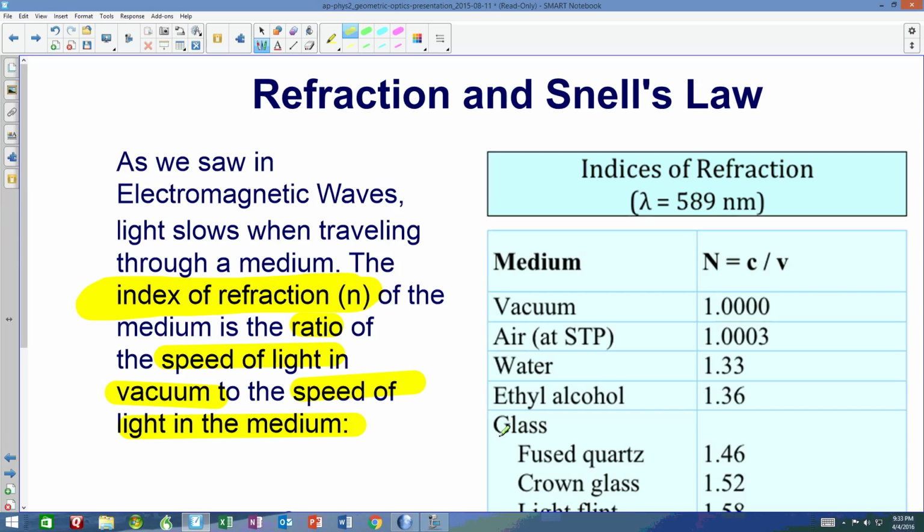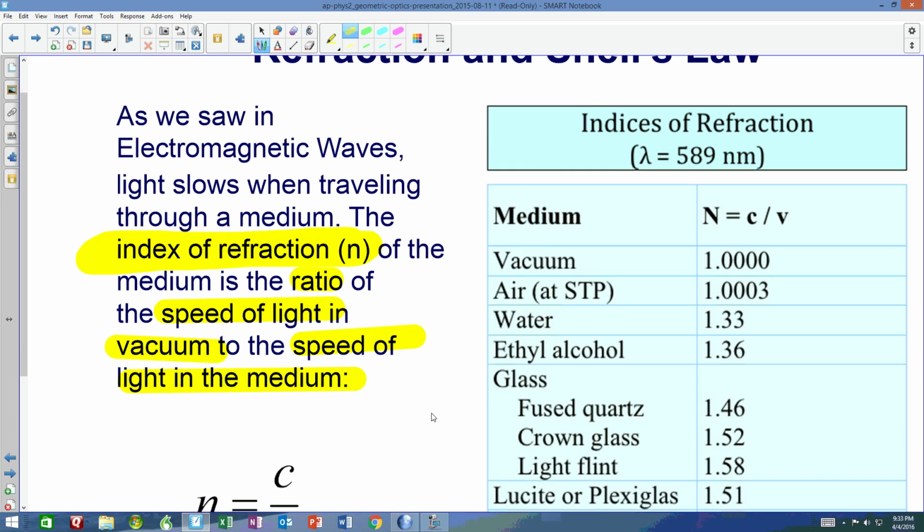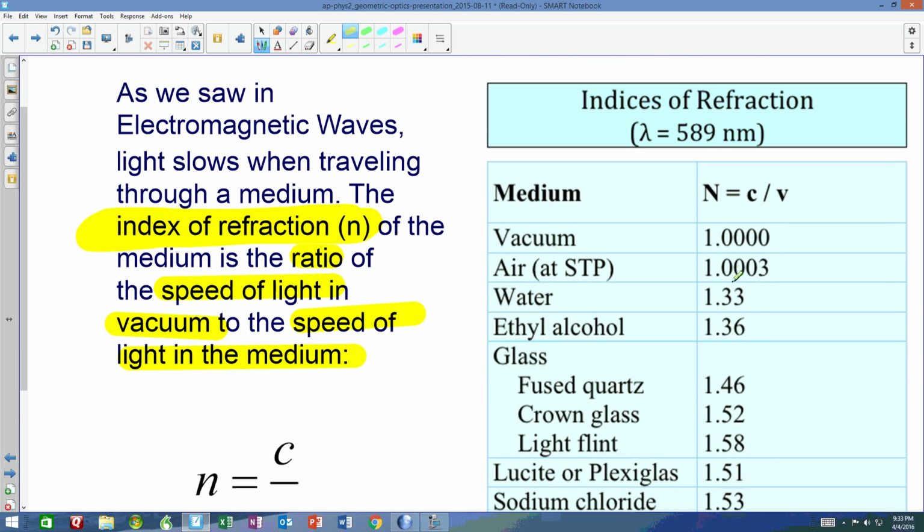The index of refraction should be 1 in a vacuum. It's close to 1 in air at standard temperature and pressure, and as you can see in the chart, it's 1.0003. We usually only go to 2 digits after the decimal place for our precision. So in essence, a vacuum and air have about the same index of refraction. For water, notice it's 1.33. It is greater because light is faster in air than in water.